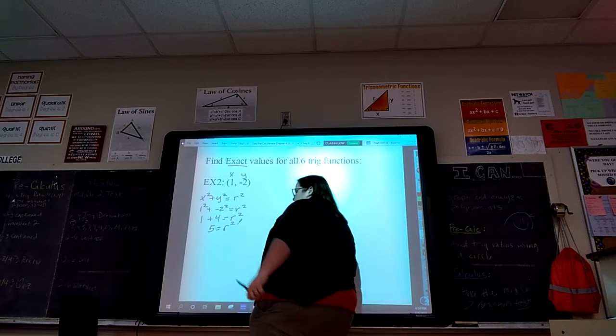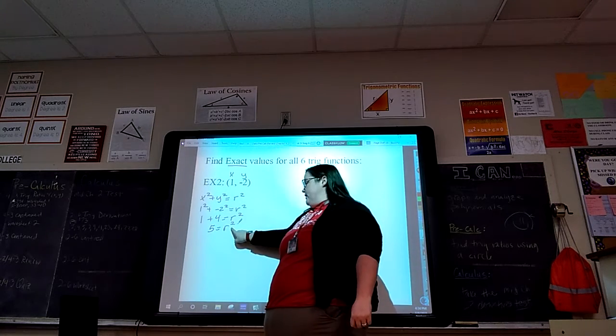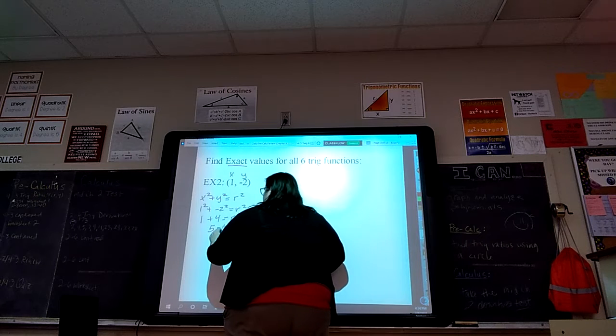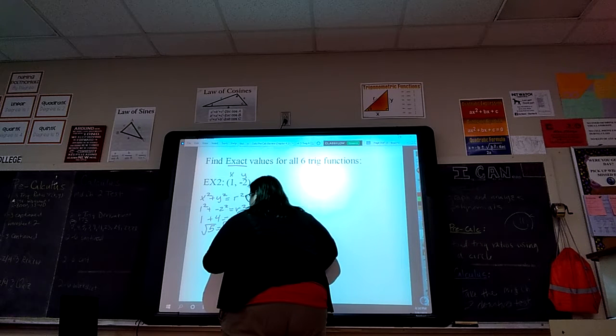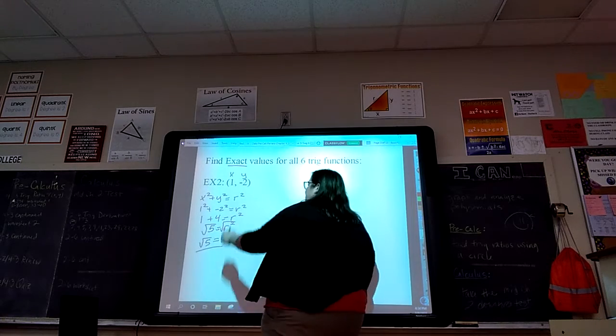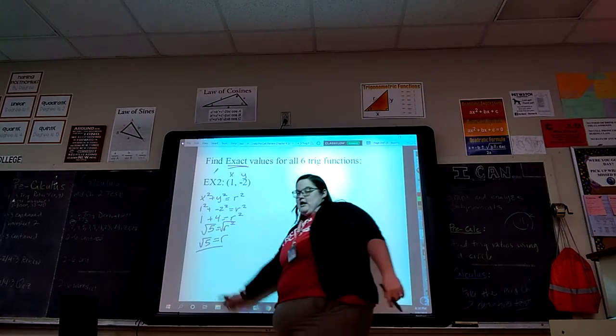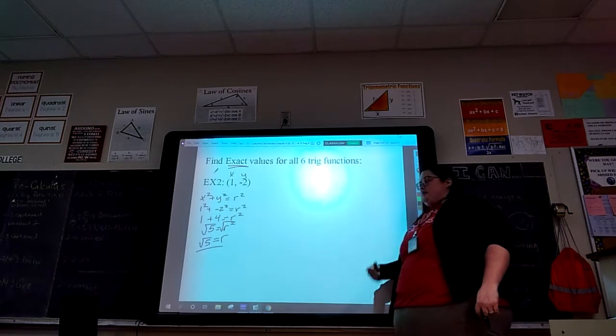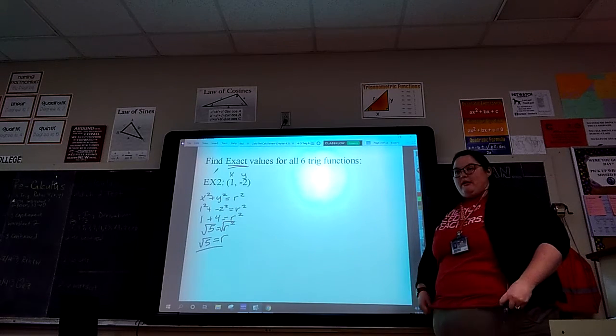So we get r squared is equal to 5. And then again, we have to get rid of the square by using the square root. Does 5 have a perfect square root? It does not. Okay? So again, we're leaving them as exact values. Since 5 doesn't have a perfect square root, we're going to leave it as the square root of 5, because that's more exact than rounding it.